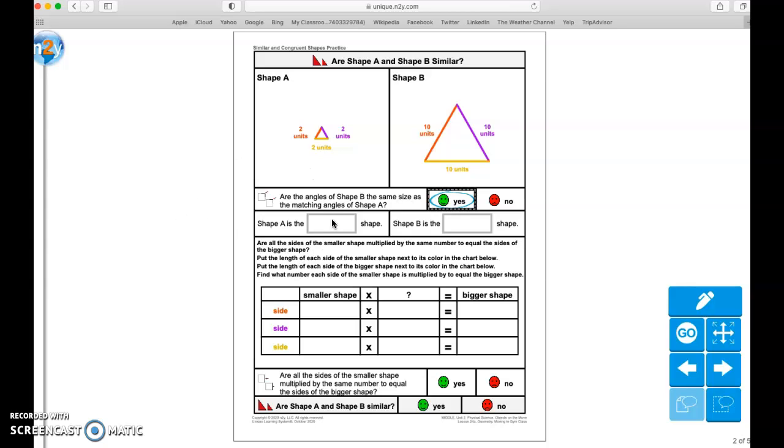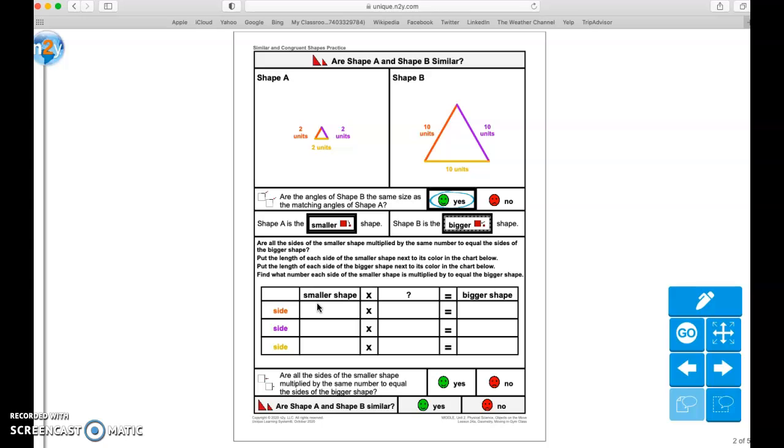Okay, so shape A, is it the bigger or the smaller? We're going to say shape A is the smaller shape. Smaller. And then shape B is the bigger shape. Bigger. So now these are our next questions that we have to decide. Are all the sides on the smaller shape multiplied by the same number to get to the bigger one?